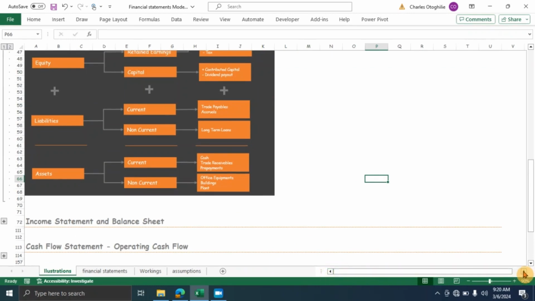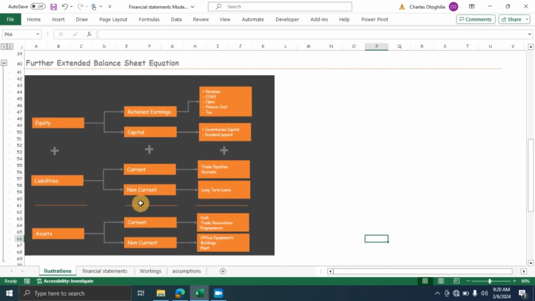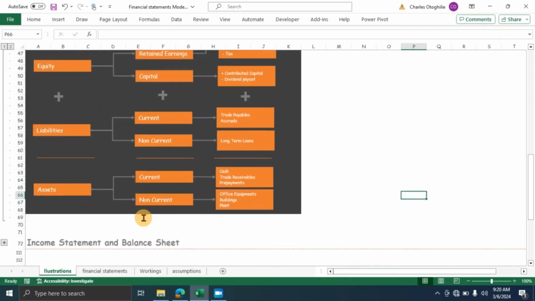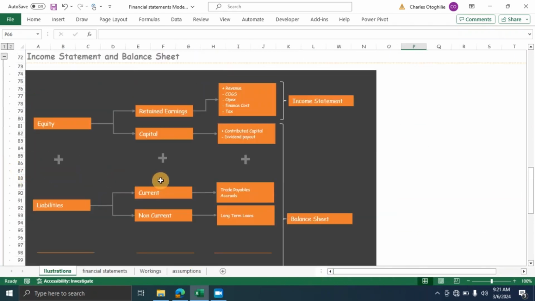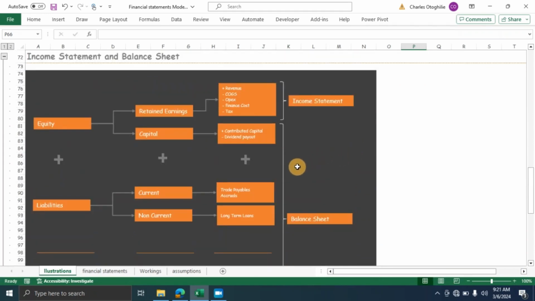Now let's start to look at where the income statement and the balance sheet are in all of these diagrams that we have seen here. Which of these items make up the income statement and which make up the balance sheet? That's the next thing we're going to see. All right, so here you are able to see where the income statement is and where the balance sheet is.